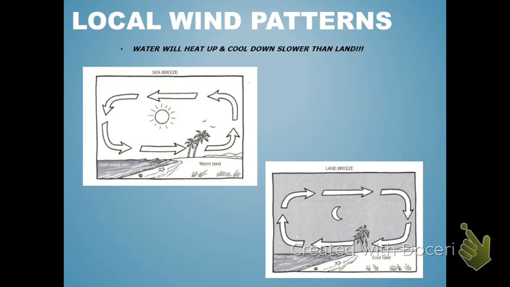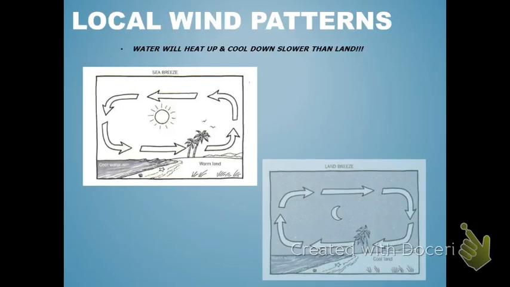Air over the land is heated by conduction. This heated air is less dense and has lower pressure. Cooler, denser air over the water has higher pressure and flows towards the warmer, less dense air. A convection current is created and wind blows from the sea toward the land. The reverse occurs at night when the land cools quicker than the water.